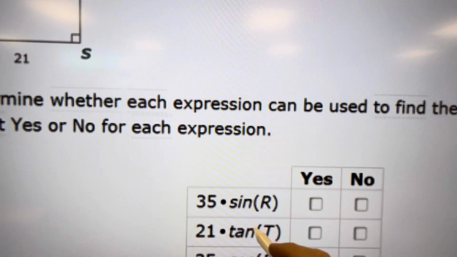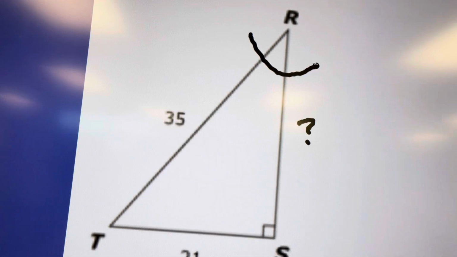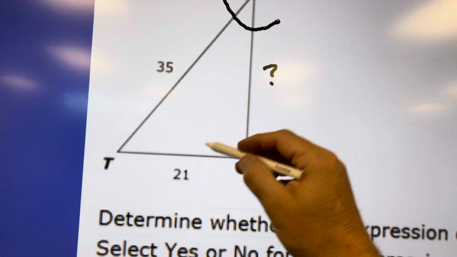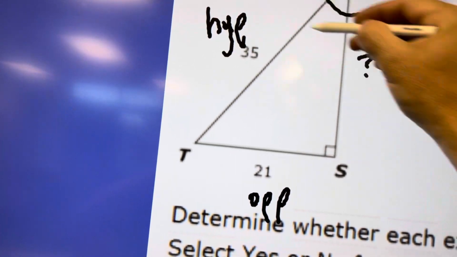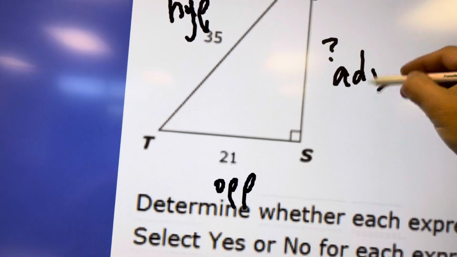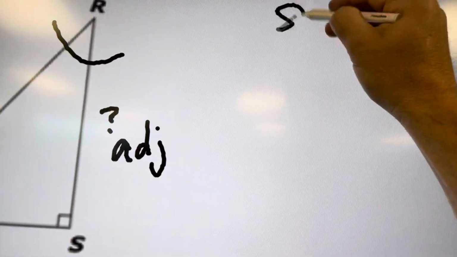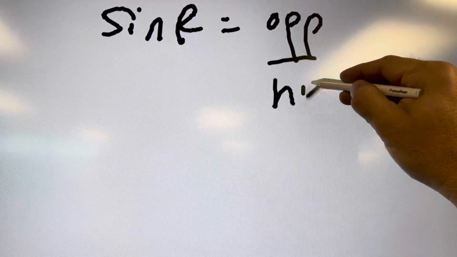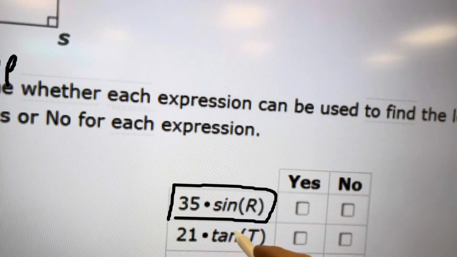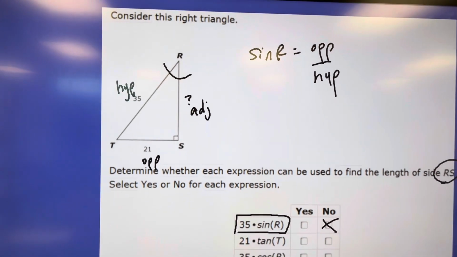So the first thing they said is, okay, sine of R. All right, well, let's look at R really quick. That's R, and sine would be the opposite here and the hypotenuse there. And that doesn't even have the adjacent, so that doesn't make any sense, right? So sine of R equals the opposite over the hypotenuse. It doesn't even have the adjacent, so no, it's not even going to work.